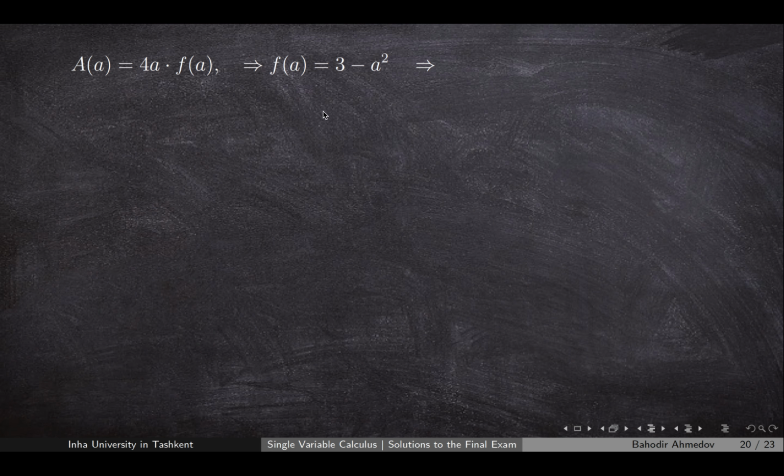So let us substitute, f of a was 3 minus a squared. So do you remember f of x? The equation of the parabola was 3 minus x squared.